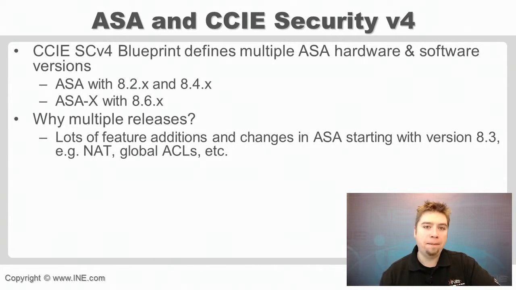But just as a quick example, we'll see that there's a major change in the network address translation syntax between 8.2 and 8.4, and also in the way that access lists interface with the NAT feature, and how the global ACL feature can be used to filter in all directions at the same time.